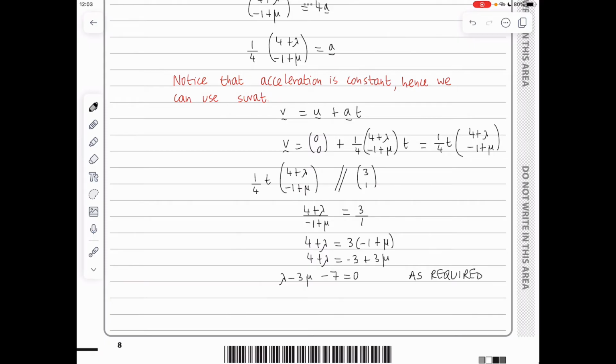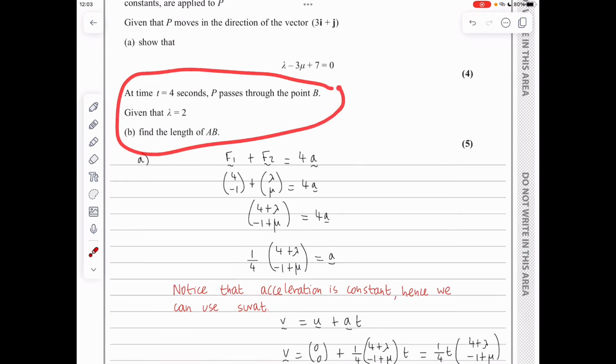as required. In part B, we are told that after 4 seconds P passes through the point B, and given that lambda is 2, we need to work out the length of AB. I will start from the fact that lambda is 2 and use this to find the value of mu. So if lambda is 2, substituting into the relationship we just obtained, we get that 2 minus 3 mu plus 7 is equal to 0, which means that 9 is equal to 3 mu, and therefore mu is 3.